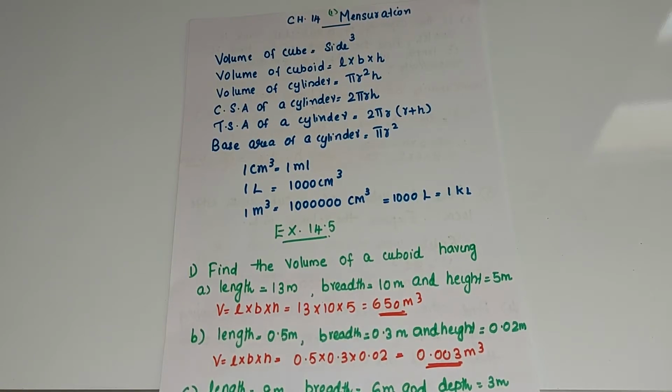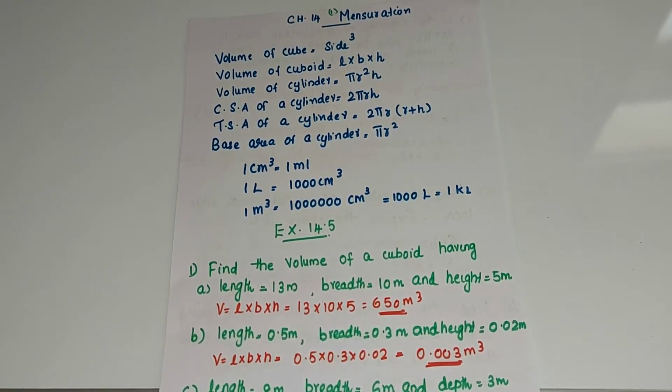Now, next we will go to exercise 14.5. Our first question is, find the volume of cuboid having length 13 meter, breadth 10 meter and height 5 meter. We know the formula of volume of cuboid equal to length into breadth into height. You substitute the values. After simplification, 13 into 10 into 5 is equal to 650 meter cube.